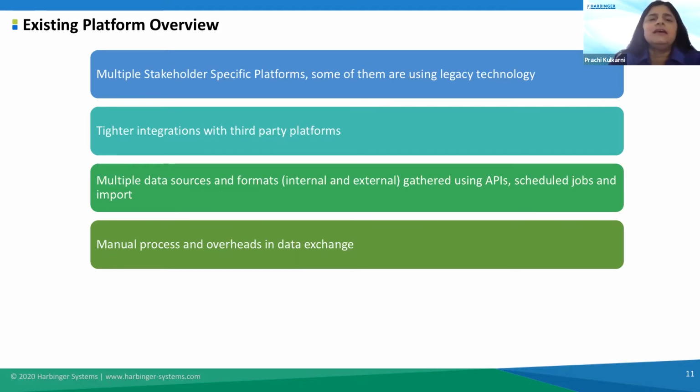As a result, there were multiple data sources and data formats, and some of the data was coming through APIs, some of it was coming through the scheduled jobs, and at times, there was even Excel import of the data. There were processes in the platform which were manual, and all of this, the various data formats, the data sources, and the manual processes, they added to the overhead of data exchange.